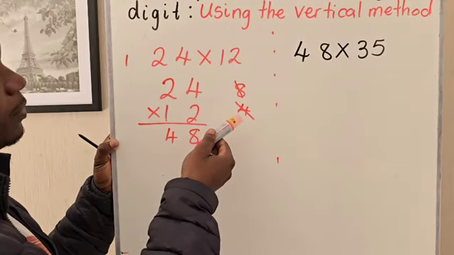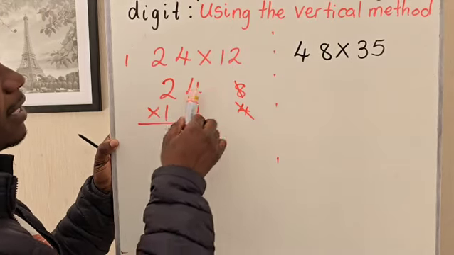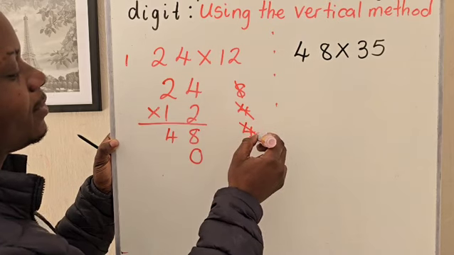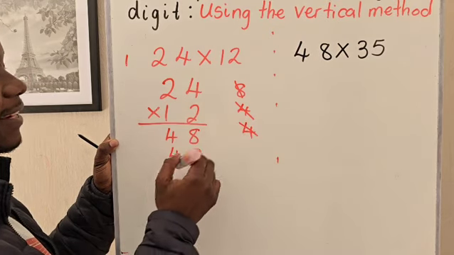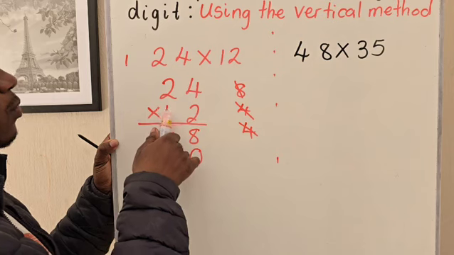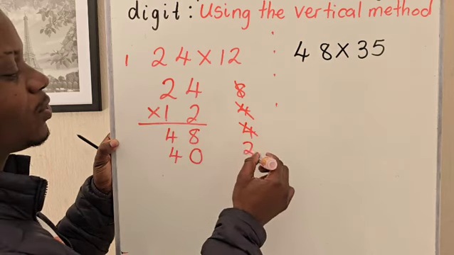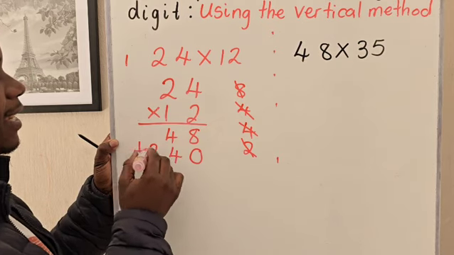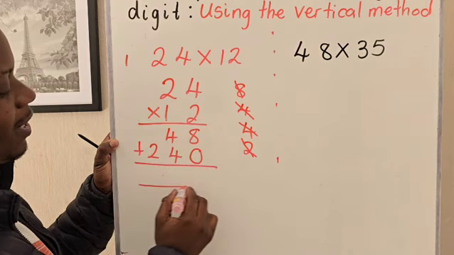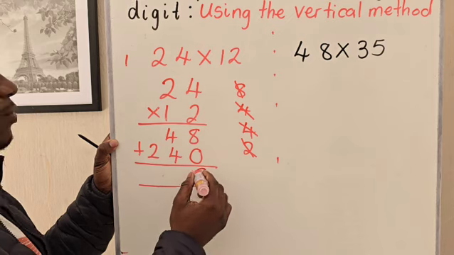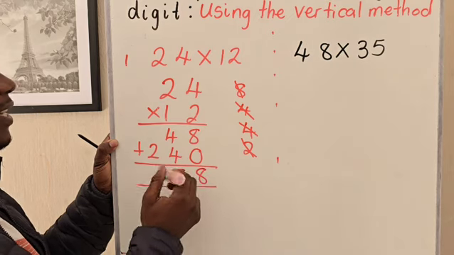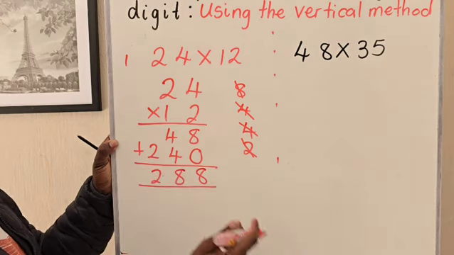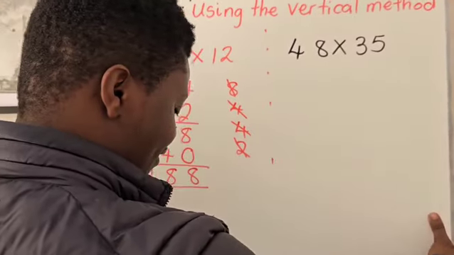So now we can multiply the tens. 1 times 4 is 4. I use 4 and leave nothing. I left nothing here. 1 times 2 is 2. I use 2 and leave nothing. Then I can join them or plus them together. 8 plus 0 is 8. 4 plus 4 is 8. 0 plus 2 is 2. And this is our final answer.